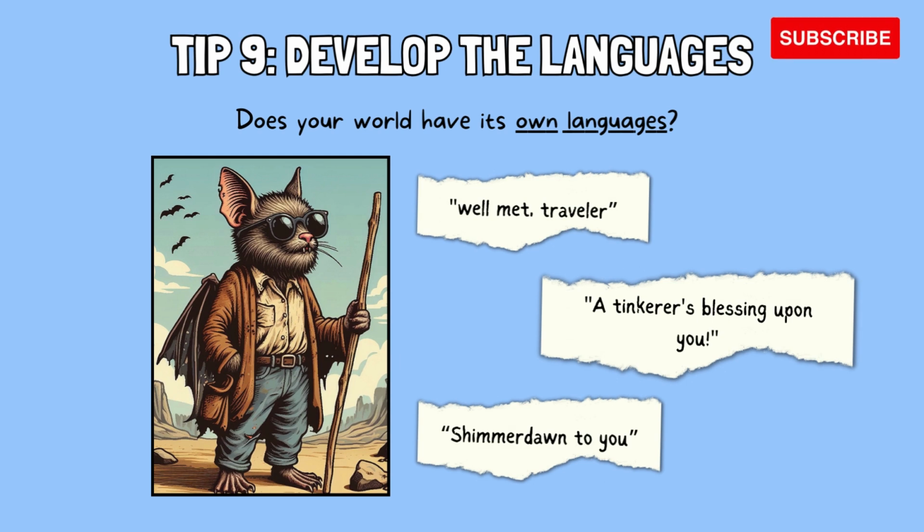Tip 9. Develop the languages. Does your world have its own languages? If so, what are they like? You don't need to develop complete languages, but even creating a few basic words, greetings, or grammatical quirks can add a layer of authenticity and intrigue to your world. For example, a greeting like "Well met, traveler" in a specific tongue can add depth.